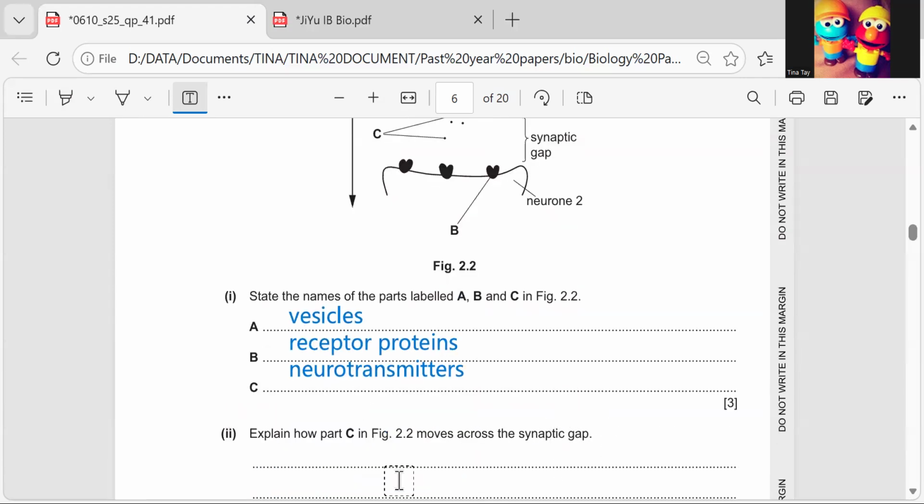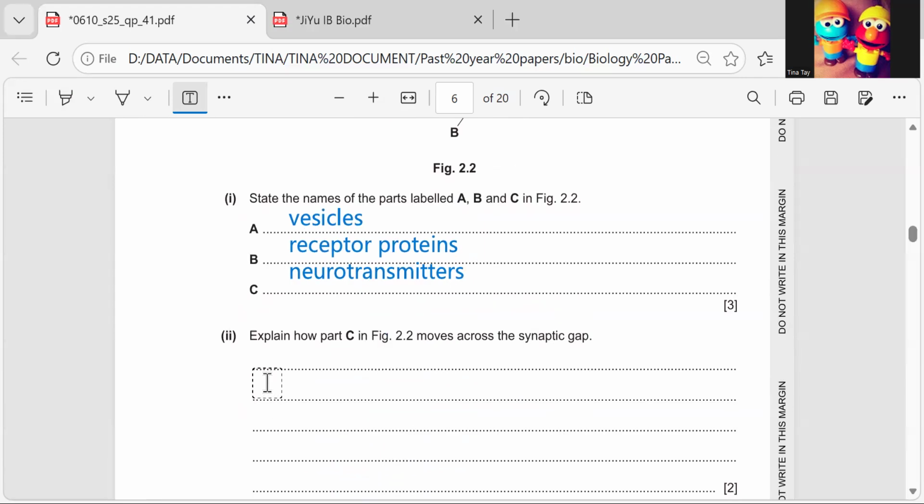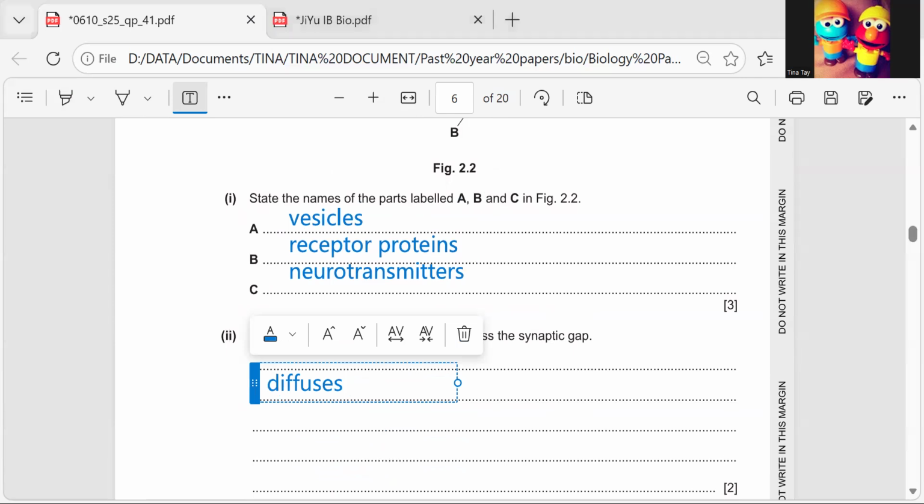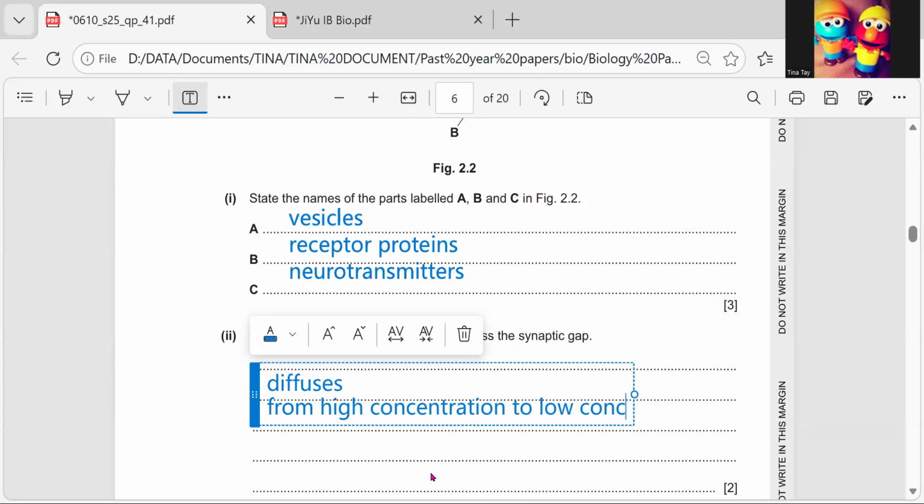Explain how part C moves across. So it diffuses. What's the most important thing? From high concentration to low concentration. Did you write that down? Diffuses, 1 mark. I wrote how it moves, from the vesicle, it moved to the membrane. That's not helping me. To low concentration.